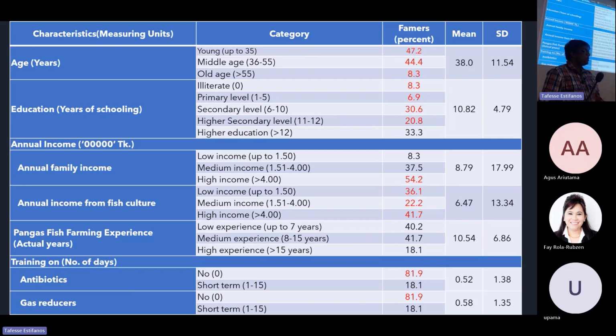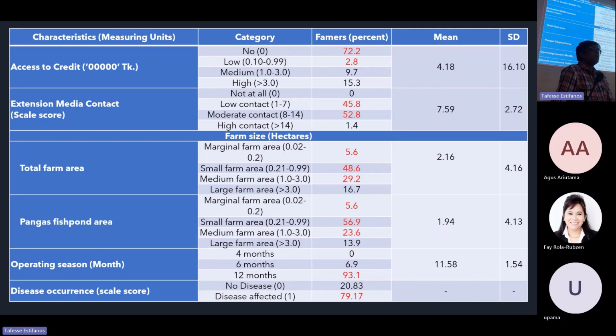And their annual income from fish culture is also low to medium, and all are equally distributed. Then experience: most of my Pangas fish farmers are low to medium experienced, and they have no training on antibiotics. Around 82% of people have no training on how to use antibiotics and gas reducers in Pangas fish farming. They have no to low access to credit, and extension media contact is low to moderate. Total farm area is small to medium in hectares. They operate for 12 months, so they never rest their ponds to regenerate them. They just run them the whole year. And regarding disease occurrence, most of the fish farms, around 80% of them, are disease affected.